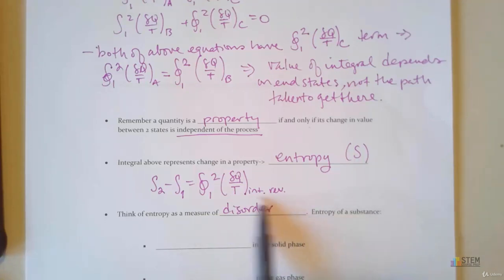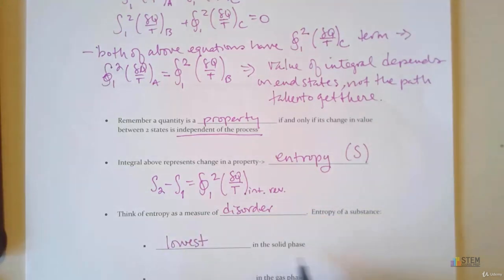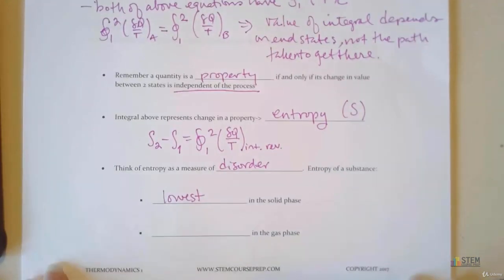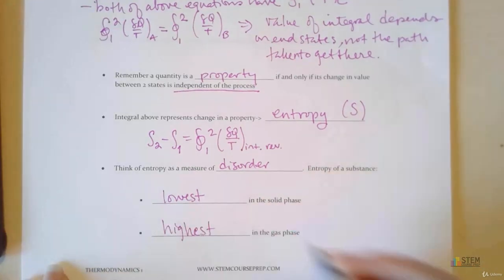Now, remember, keep this in mind that it's disorder. So entropy of a substance is going to be the lowest in the solid phase, and it's going to be highest in the gas phase.